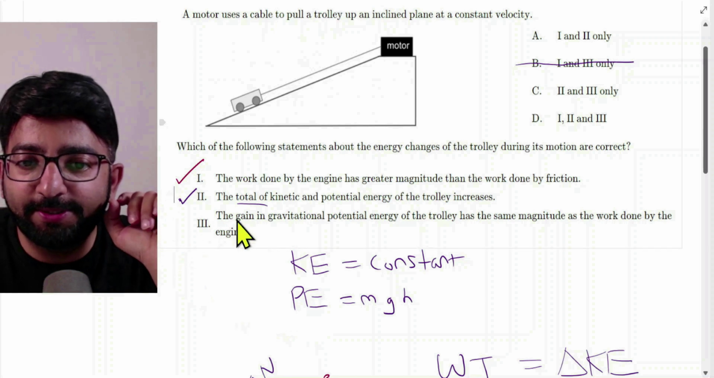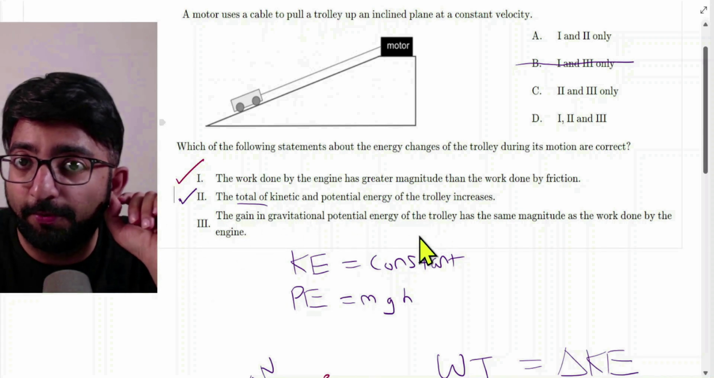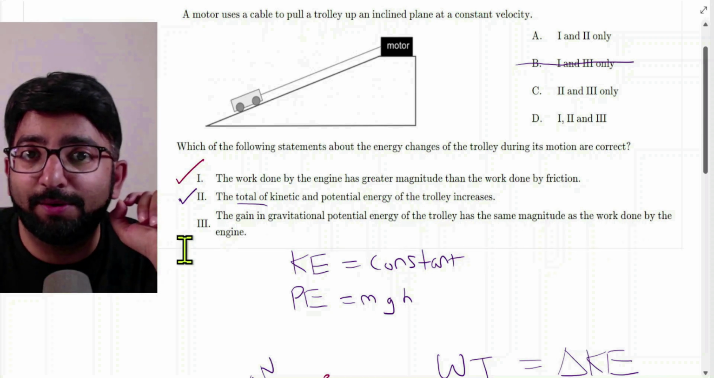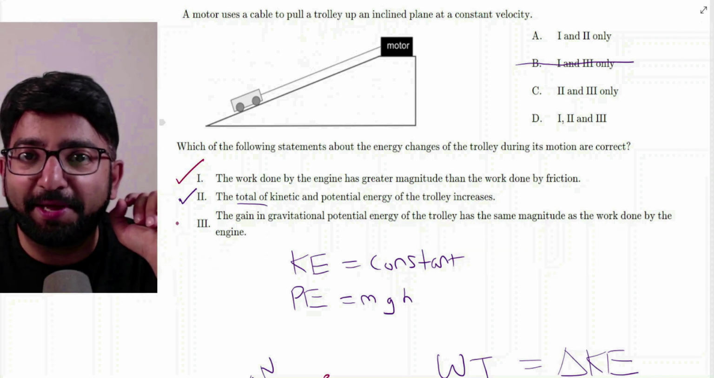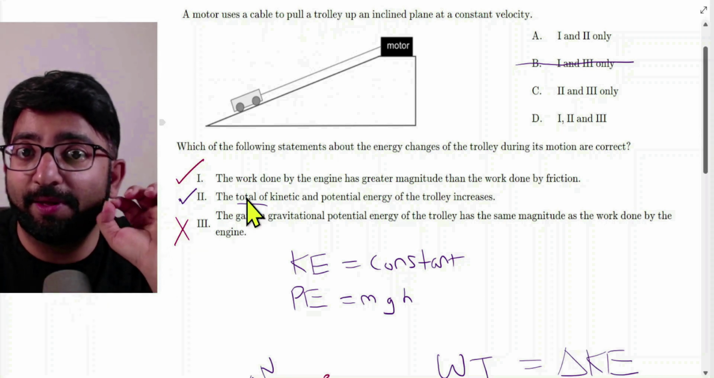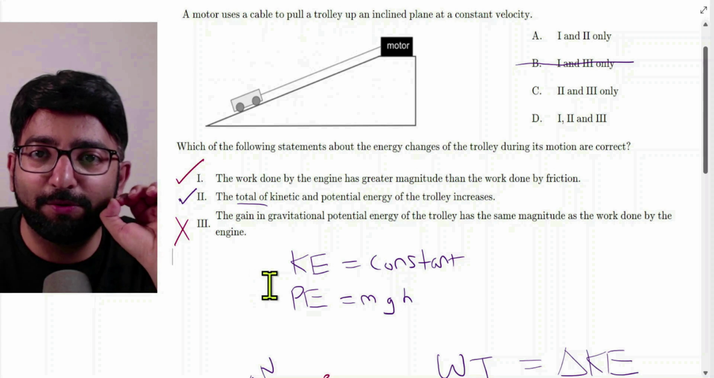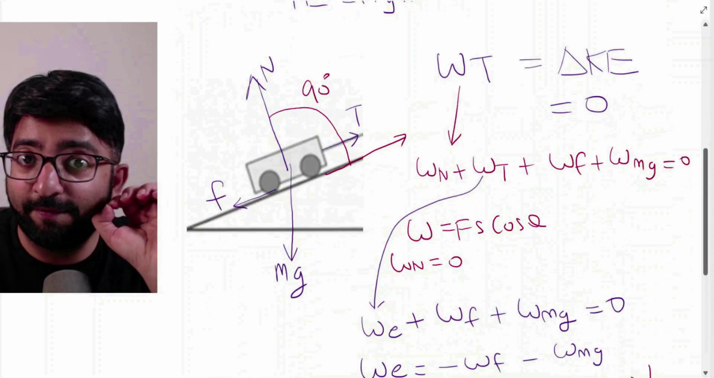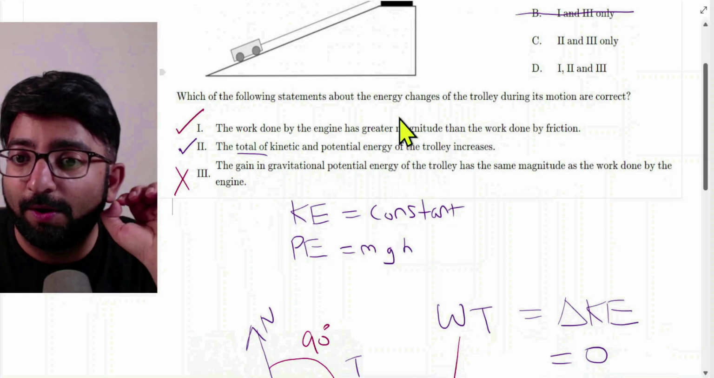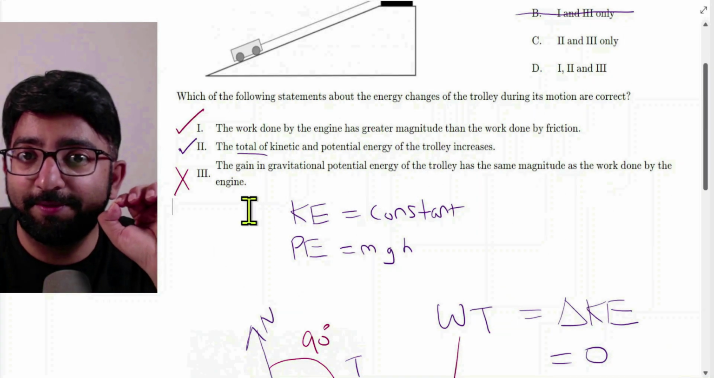In statement 3, it is saying the gain in gravitational potential energy of the trolley has the same magnitude as the work done by the engine. This is definitely not right. This statement would have been correct if there were no resistive forces acting on the trolley. So, imagine a case where friction were absent. In that case, the gain in GPE would have been equal to the work done by the engine.